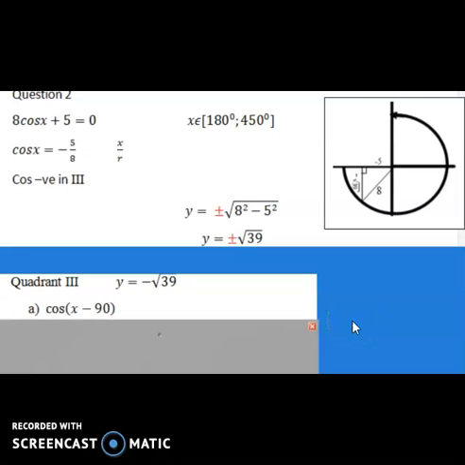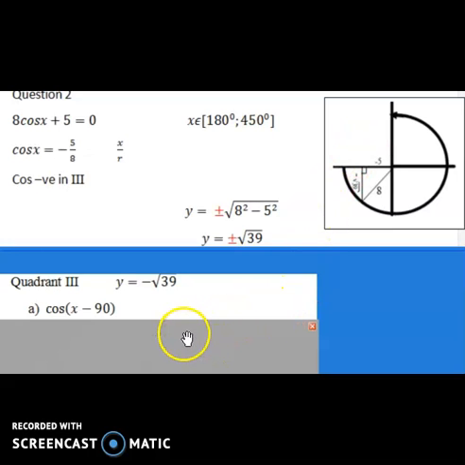Now they ask me to calculate cos of x minus 90 degrees. So firstly, I must realize that when I subtract 90 degrees from x, let's look where x is. That whole thing till there is x. I need to subtract 90 degrees. So this will go in that direction.